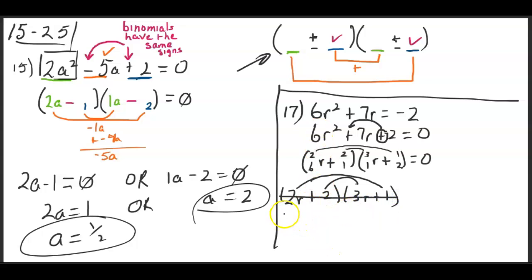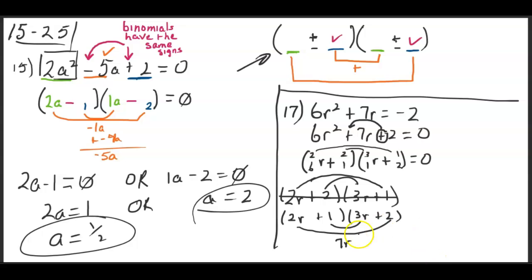Maybe we'll just do it this way, and it'll be easier to see. So 2r plus 1 and 3r plus 2. So notice now I switched the second terms. What do we have here? Well, 1 times 3r is 3r. 2r times 2 is 4r, so that's 7r. Perfect. All right, we're done.